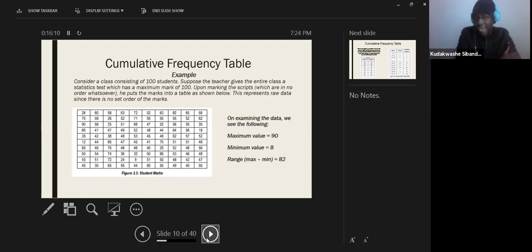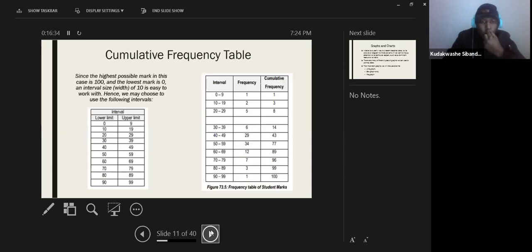So he puts the marks into a table as shown below. This represents raw data since there is no set order of marks. So basically, this is just a rough table, maybe just a recording table, right? Just to record each and every mark that the students had for the test that they wrote. Now this is the cumulative frequency table.